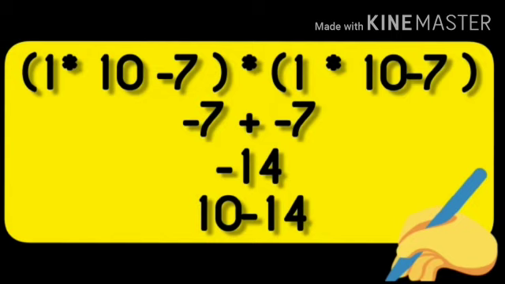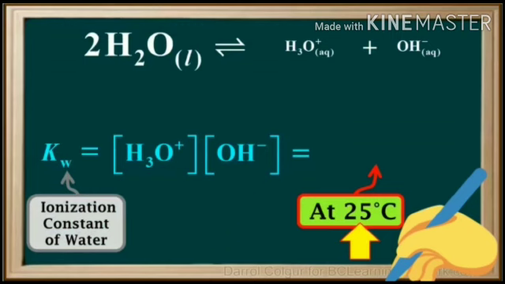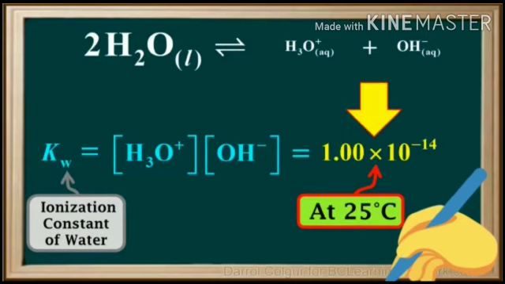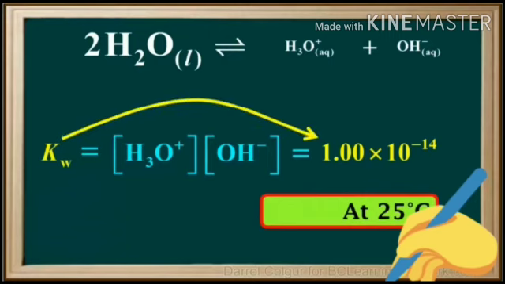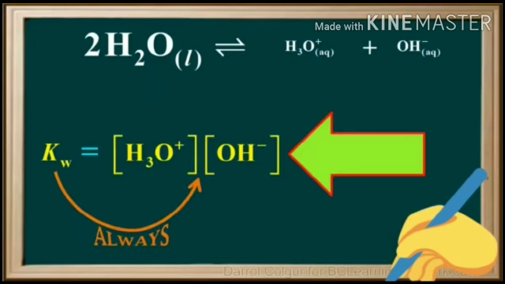The ionic product of water at 25 degrees Celsius, Kw, is equal to the concentration of H3O plus times the concentration of OH minus. We know that is 1 into 10 to the power minus 7 for H3O plus, and for OH minus also 1 into 10 to the power minus 7. Both are in multiplication, so we have to add the powers: minus 7 plus minus 7, we get minus 14, that is 10 to the power minus 14. So Kw at 25 degrees Celsius is 1 into 10 to the power minus 14. Only at 25 degrees Celsius. Kw always depends upon the concentration of H3O plus and OH minus at any temperature.